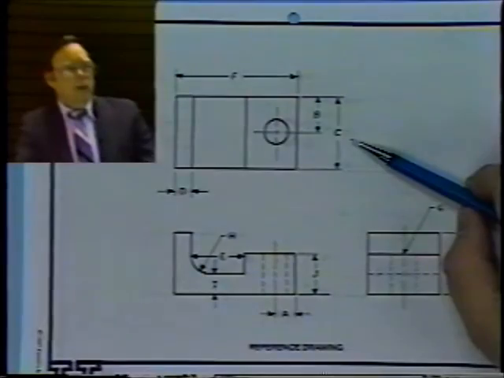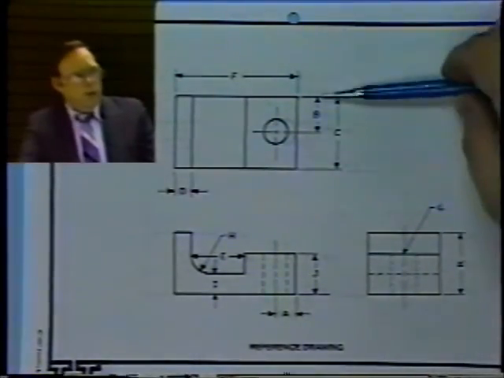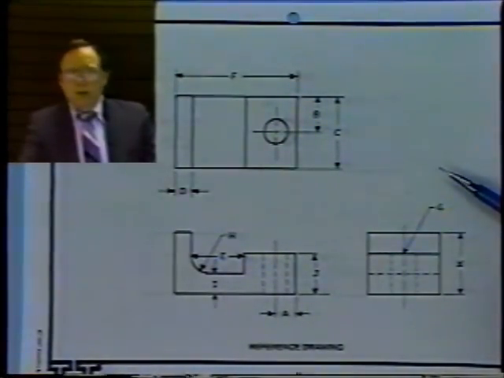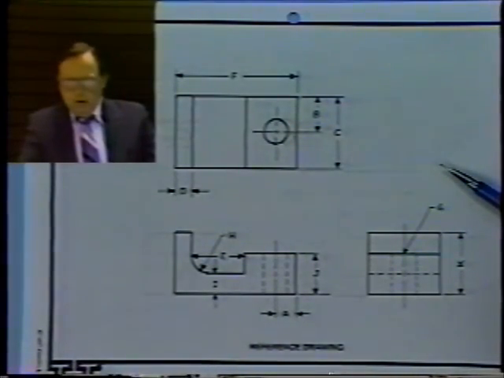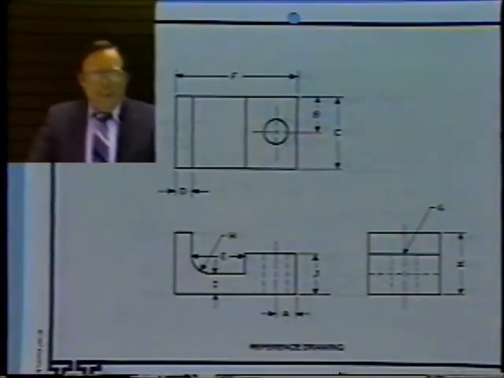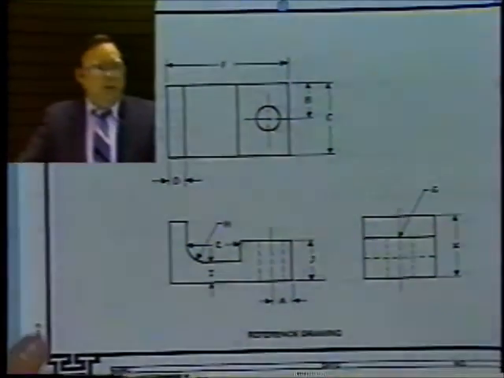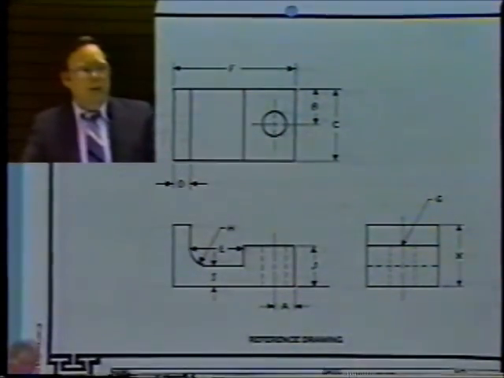What about dimension C? Dimension the depth of this in the top view. Is that okay? Dimension the depth of an object in the top view? Sure. Why not? But if you're paying attention, you'll know there's a mistake with dimension C. Do you see the problem with C?